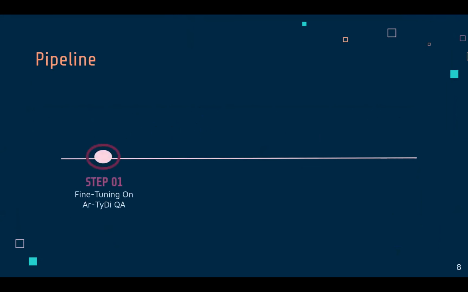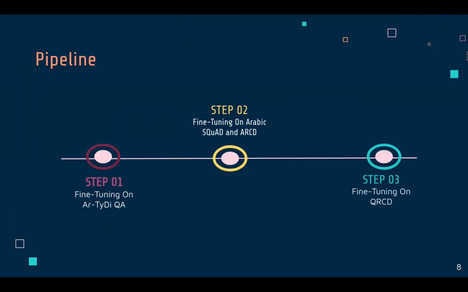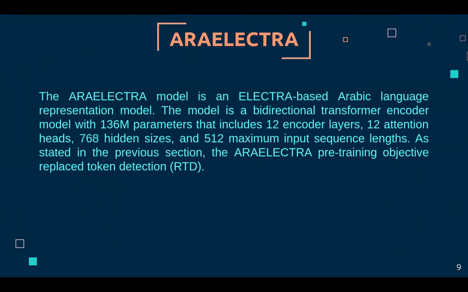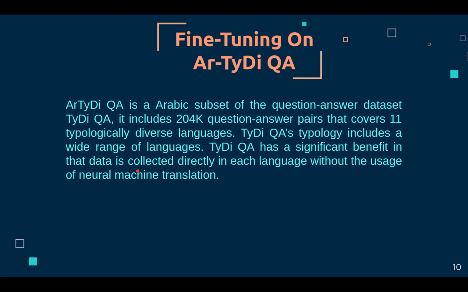Our pipeline starts by fine-tuning our model on the ARA-TyDiQA dataset, then fine-tuning the same model on Arabic SQuAD and ARCD. Finally, we fine-tune on the Quran QRCD dataset. We used the AraELECTRA model as our base model here. AraELECTRA is an ELECTRA-based model, but for the Arabic language especially. The model is a bidirectional transformer encoder like BERT with 136 million parameters. AraELECTRA's pre-training objective is replaced token detection, where they try to insert some fake tokens, as in the GAN learning paradigm.